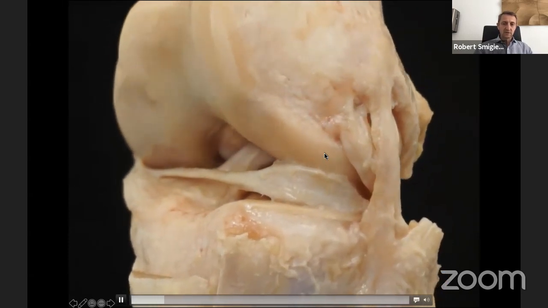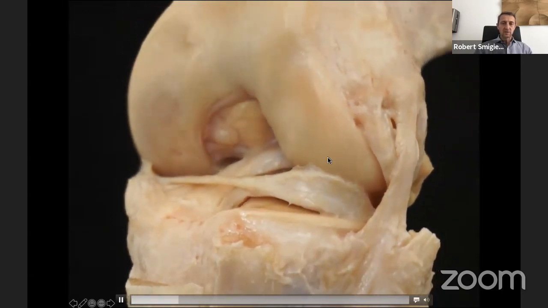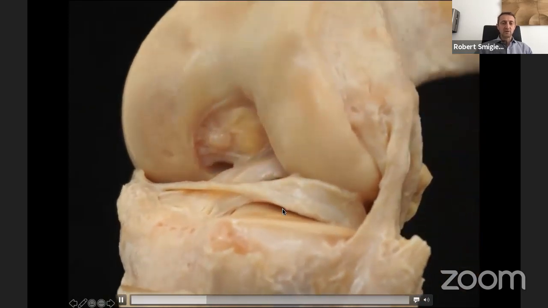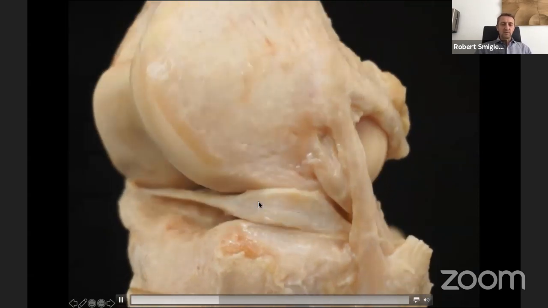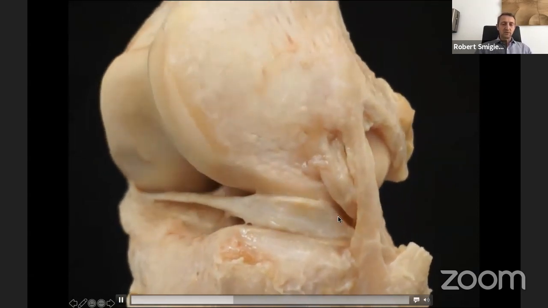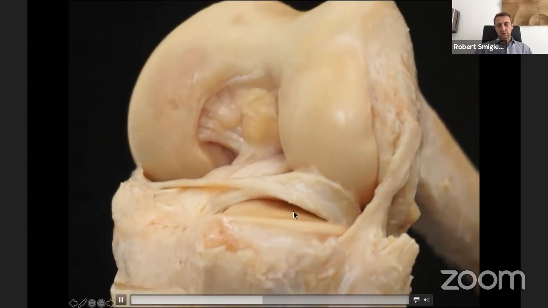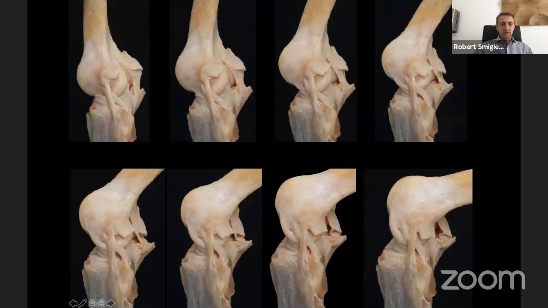When we go deeper, we go directly to the lateral meniscus, the LCL and the popliteal tendon. But I would like to show you what happens with the lateral meniscus when we flex the knee. When we flex the knee deeply, the meniscus moves on the lateral side up to 2 centimeters from anterior to posterior. This is a series of different pictures. Please have a look at the lateral meniscus, LCL, and the popliteal tendon, and you can see how the position and orientation of the structures change during flexion and extension.